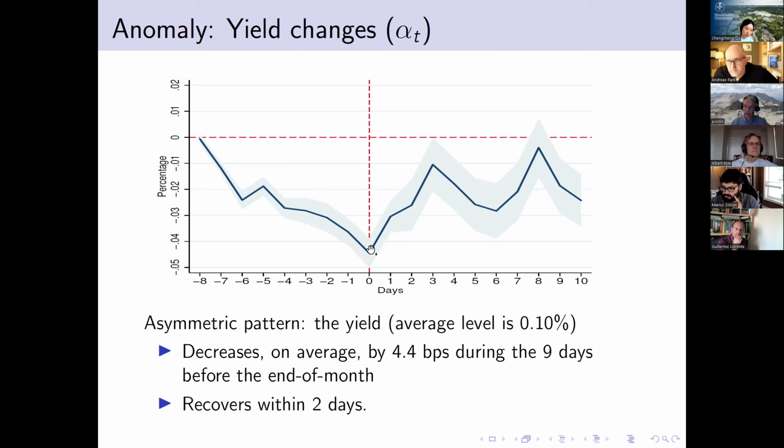And, to put this into perspective, remember, this is a period of time when the average yield was very close to zero. So the average level was about 0.1%, and we have a 4.4 basis point drop, which is twice as large as the evidence documented around U.S. Treasury auctions, where the average yield was around 4 or 5%. So in terms of the magnitude of this effect, it's much larger than the effect documented around U.S. Treasury auctions.